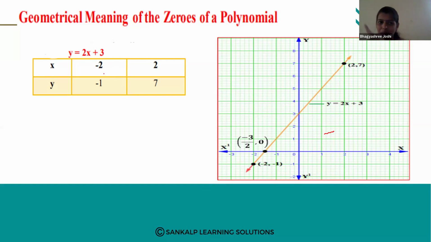Then you will make one table. X and y values are there. That we call as coordinates. Those coordinates you will plot in the graph. Then you will get a straight line or any line.